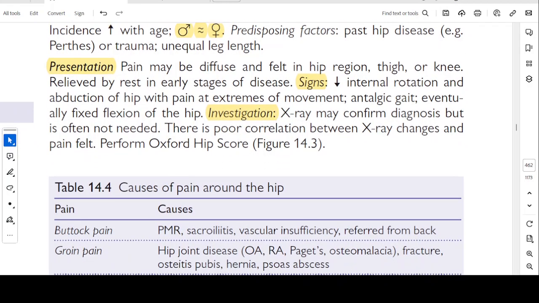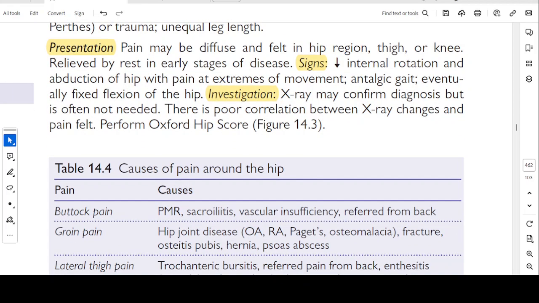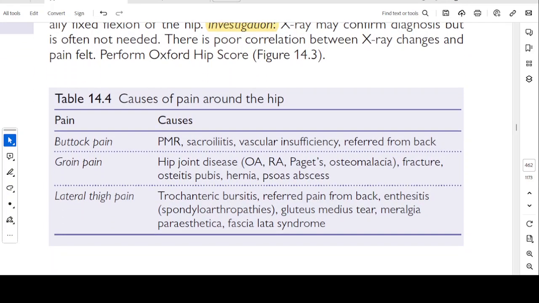Investigation. X-ray may confirm the diagnosis but is often not needed. There is poor correlation between X-ray changes and pain felt. Perform the Oxford hip score, which is given in figure 14.3.